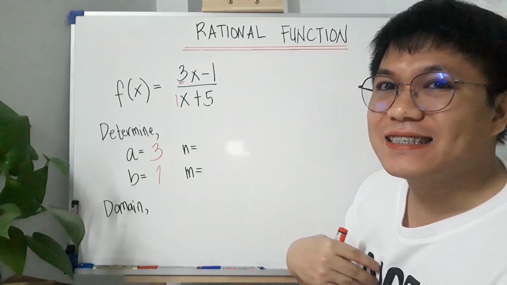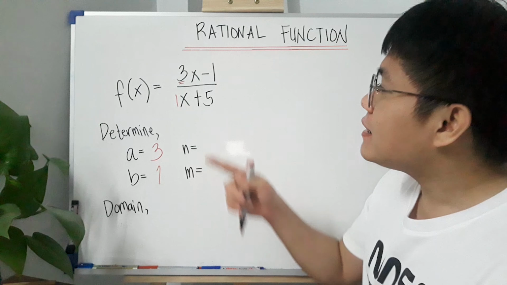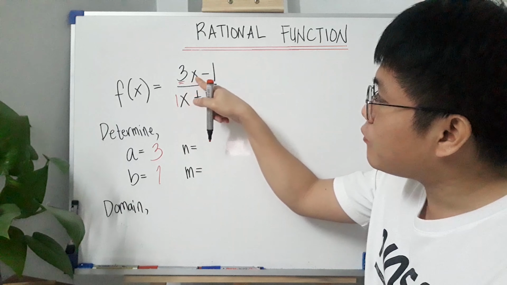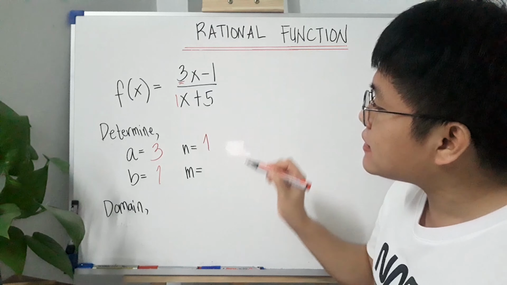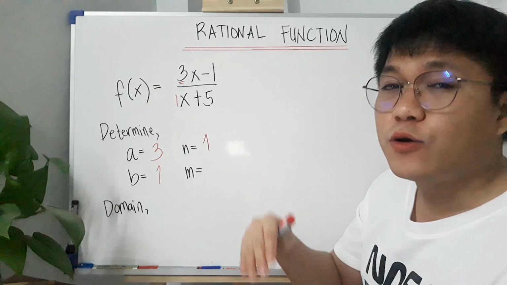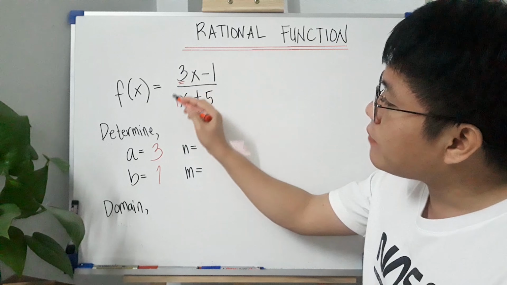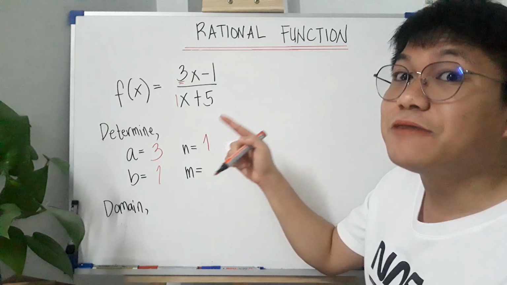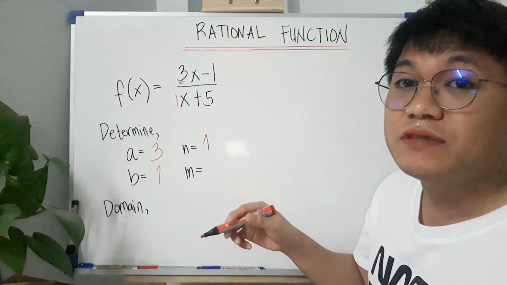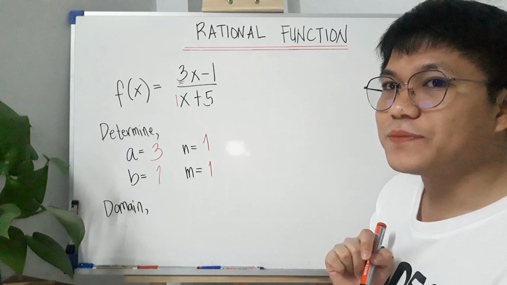How about letter n? Now, we all know that n is the biggest exponent of the numerator. Since the biggest exponent of the numerator is 1, which is the exponent of x, therefore our n is 1. Which is the same with m, which is the biggest exponent of the denominator. As you can see, our given denominator is x plus 5, and the biggest exponent of our denominator is also 1, which is the exponent of the variable x. Therefore, our m is also 1.